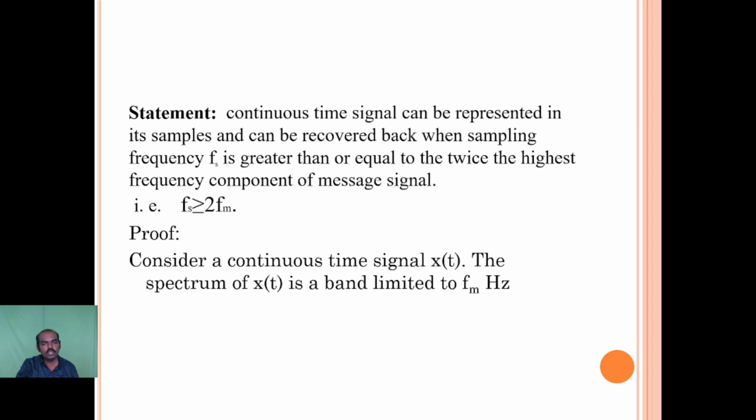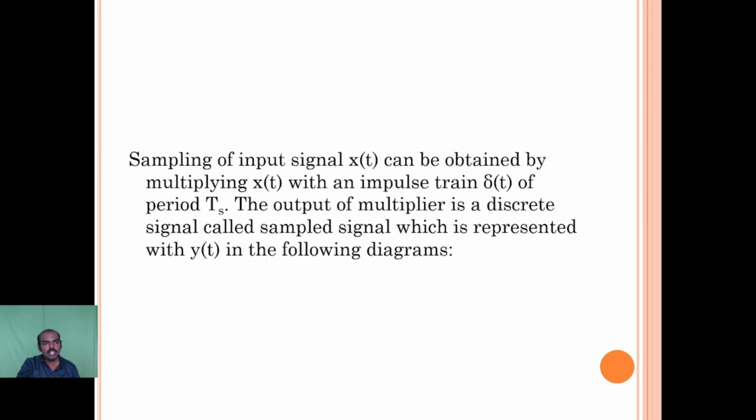So here we used x of t. X of t is a continuous time signal. The spectrum of x of t is band limited to Fm in hertz. Here we used Fm in frequency domain, x of t in time domain. Sampling of input signal x of t can be obtained by multiplying x of t with an impulse train del of t of period Ts, the sampling rate. The output of the multiplier is a discrete signal called sampled signal, which is represented with y of t in the following diagrams.